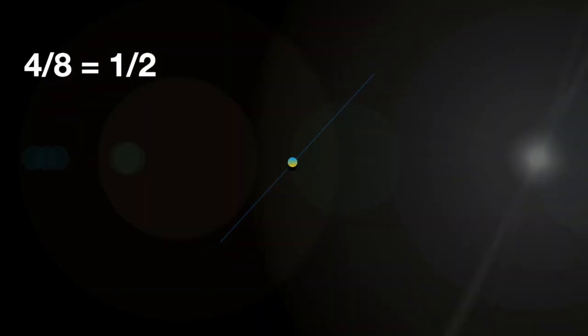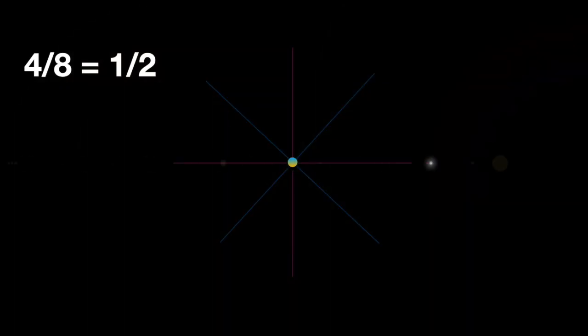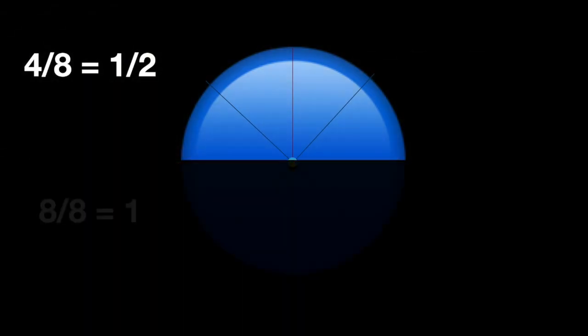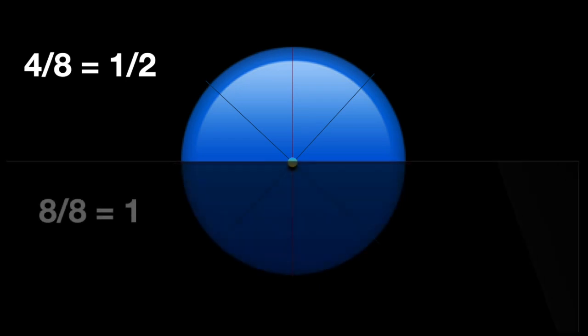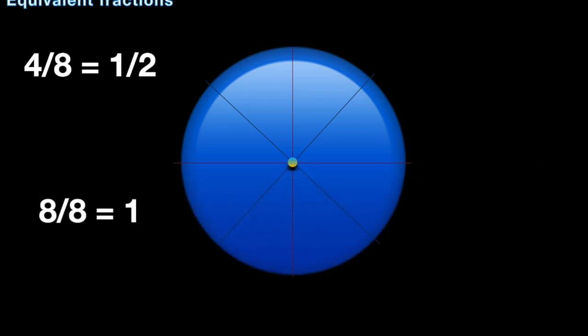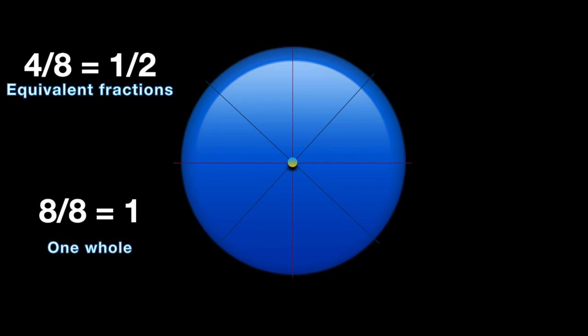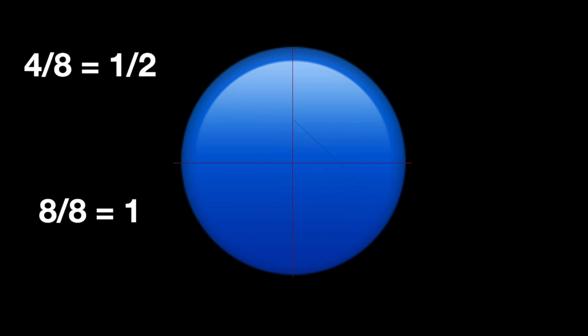Let's look at that one more time. Our graphic here will split that into 4/8, and that's a half of the whole pizza. If you're understanding equivalent fractions, 4/8 and 1/2 are exactly the same thing. That's what equivalent means. And 8/8 would be one whole, or 1/1, you could write that.